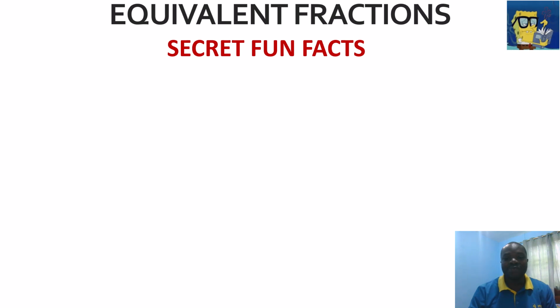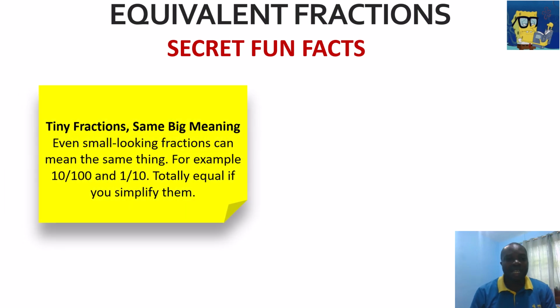Our third secret fun fact about equivalent fractions. Tiny fractions, same big meaning. Even small looking fractions can mean the same thing. For example, 10 out of 100 and 1 out of 10. Totally equal if you simplify them, right? Great job.